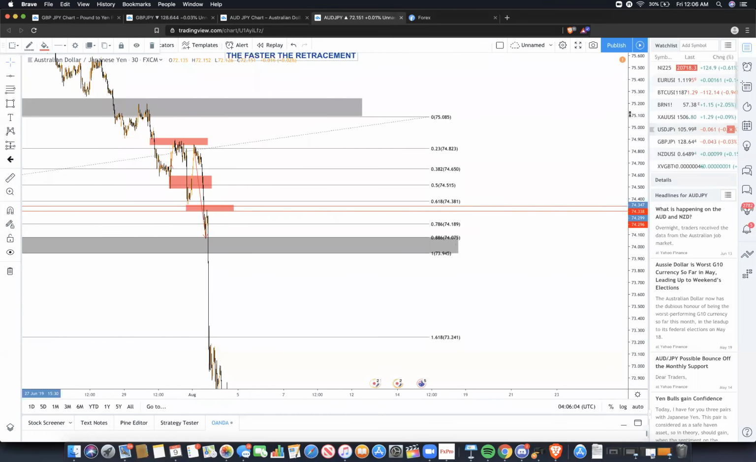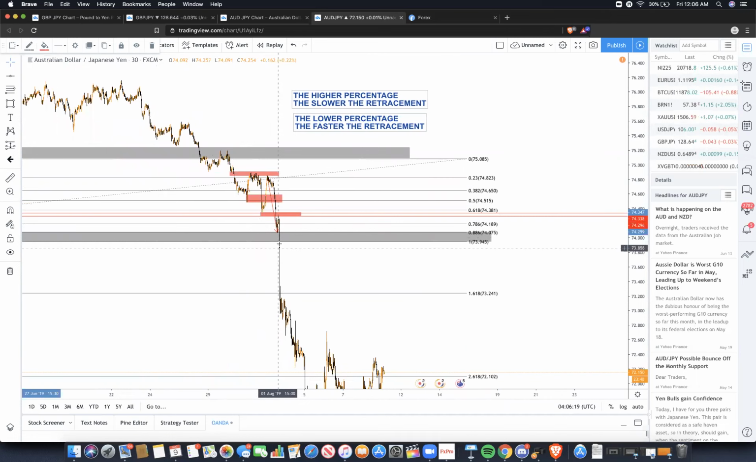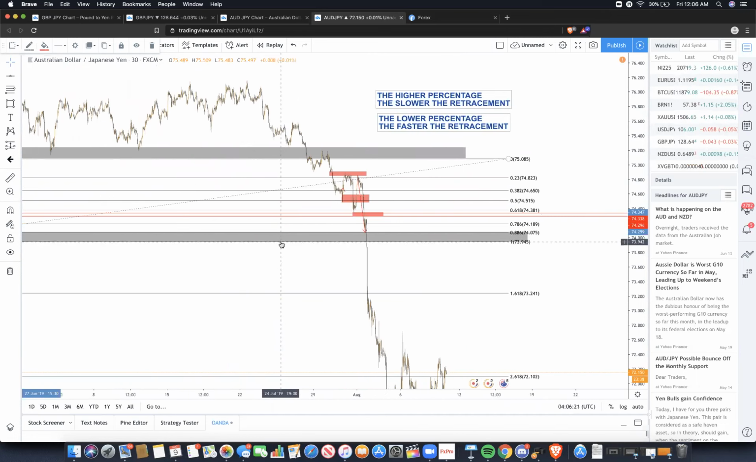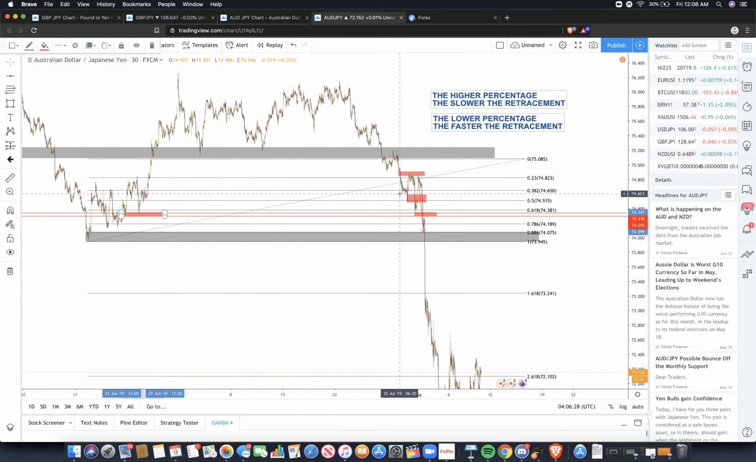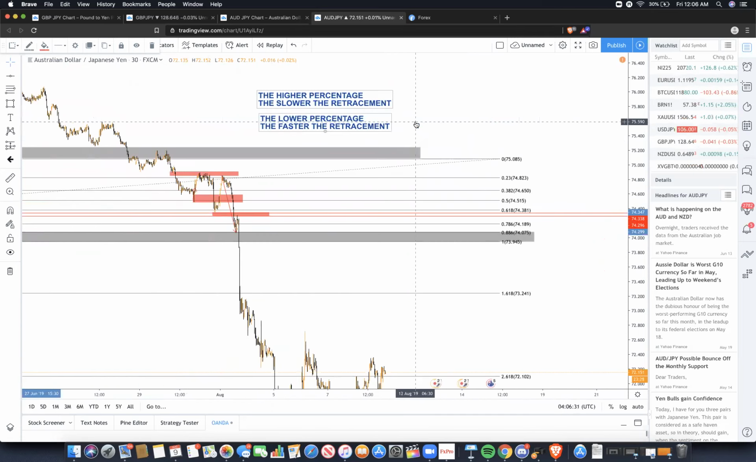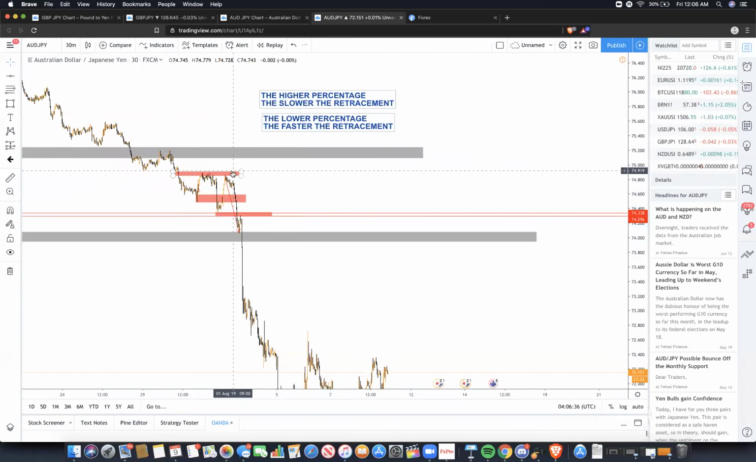So we said earlier, the higher the percentage, the slower the retracement. What happened? Because the market couldn't break past that 23.6 here, based off the retracement back down, when it broke the 100% here and broke our zone, the market could not find the strength to go up. So now let's talk about earlier. We said the lower the percentage, the faster the retracement. Cool. I'm going to delete all this.